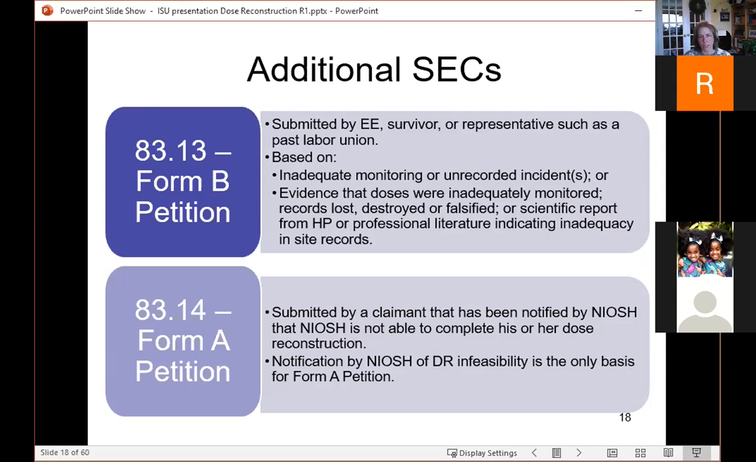So it would be based on inadequate monitoring, or some evidence that records were missing or falsified, destroyed, somehow information missing so that we couldn't do an adequate dose assessment. The other method is if the dose reconstruction team decides that we can't actually do a dose assessment, that the dose reconstruction can't be performed based on some limitation, some infeasibility. And in that case, the claimant is notified that it can't be done, and there's a petition, a form that gets done for that. And so an outside entity can make a petition, or the dose reconstruction team can say, we can't do this. And so that can be the basis of an SEC also.